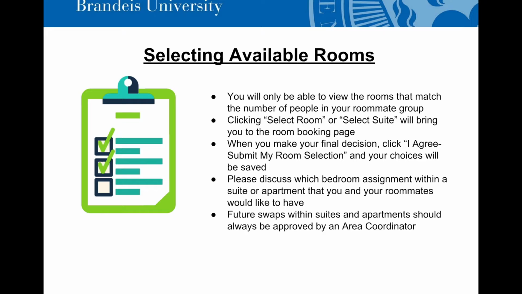This will bring you to a list of available rooms. You will only be able to view the rooms that match the number of people in your roommate group. If you are selecting a bedroom, whether it be a single, double, or lofted triple, you will click the Select Room button next to the room you want. If you are selecting an apartment or a suite, you will click the Select Suite Bedroom button next to any room in that suite. It does not matter which bedroom you select at this point, as you can change your selection on the next page.